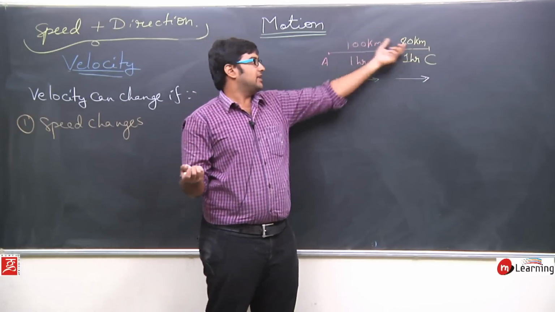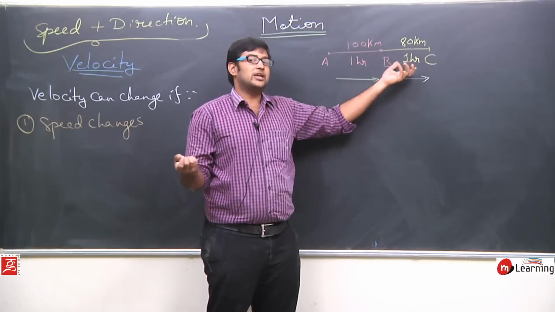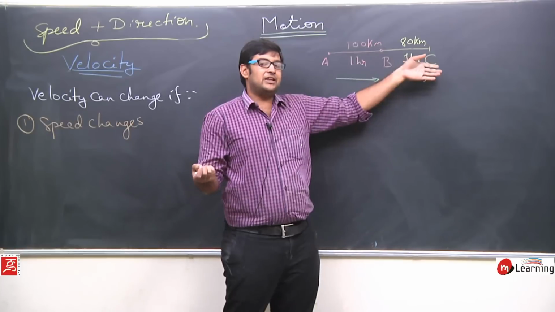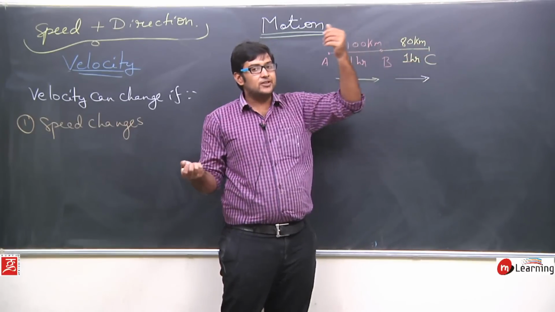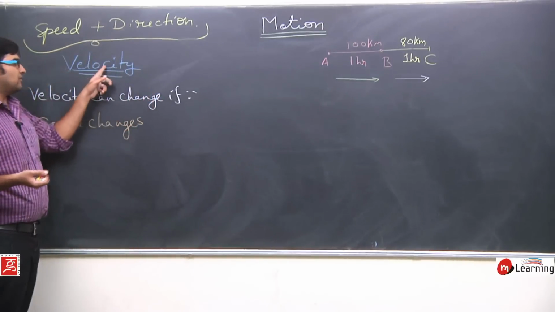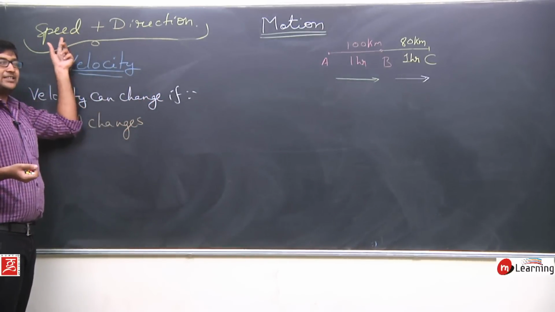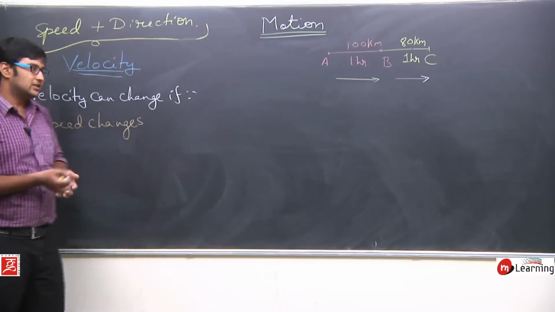So I am traveling unequal distances, 180 are not equal, in 1 hour, so equal intervals of time. So what I can say, even I am traveling in the same direction, but the speed is changed. So if the speed changes, the velocity is going to change. Because what we have said, velocity is the sum of speed and direction. If speed changes, velocity will change. If direction changes, then also velocity will change.